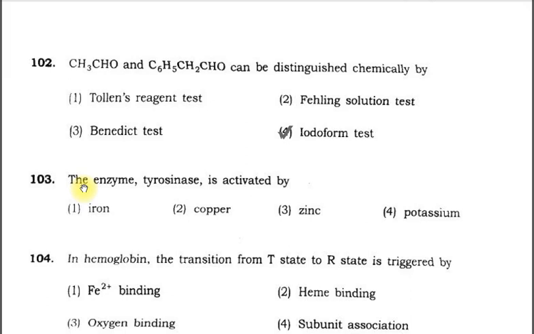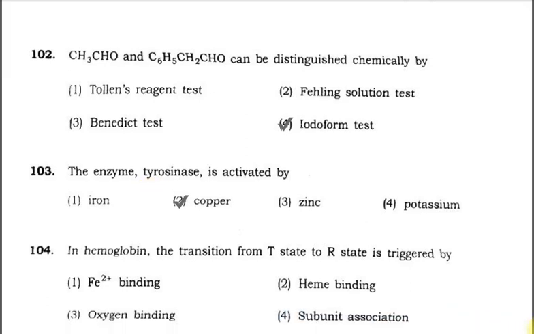Question number 103. The enzyme tyrosinase is activated by: option 1, iron; option 2, copper; option 3, zinc; option 4, potassium. The correct answer is option number 2. It is copper.